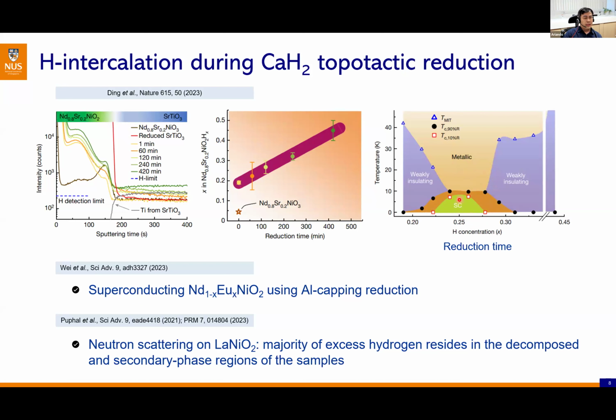On the other hand, the observations of superconductivity by using this aluminum capping would likely involve much less hydrogen. So this indicates the opposite case, as well as the report by Hepting before and groups by Purple. So a couple of studies on the bulk crystal lanthanum nickel oxide by neutron scattering indicate that the majority of the excess hydrogen likely resides in the secondary phase or in the defect state of the samples.